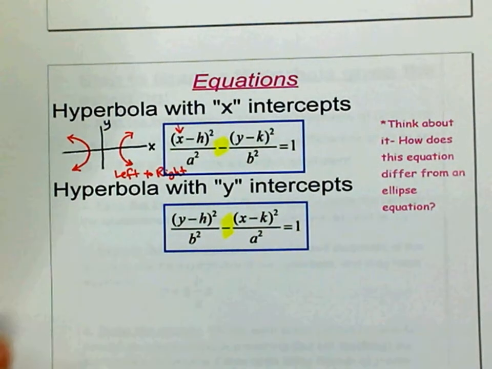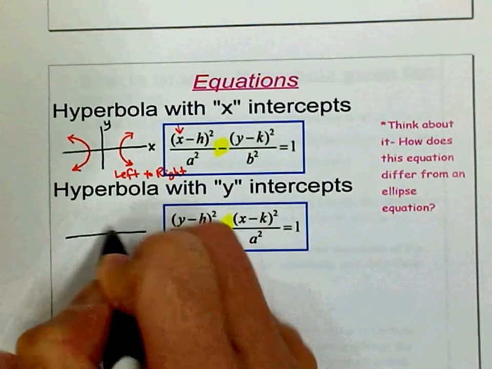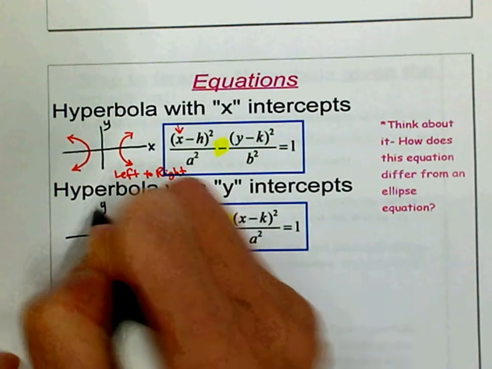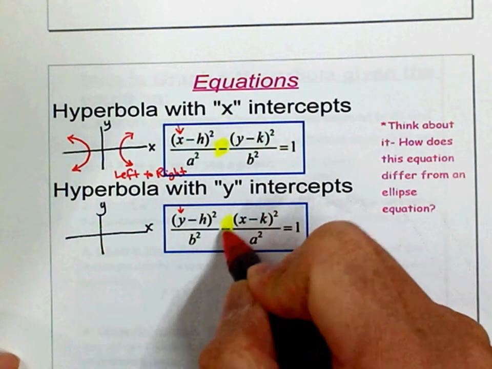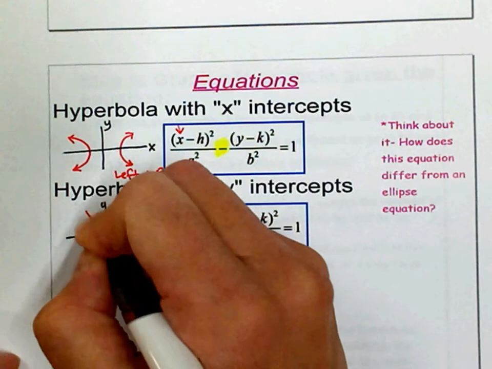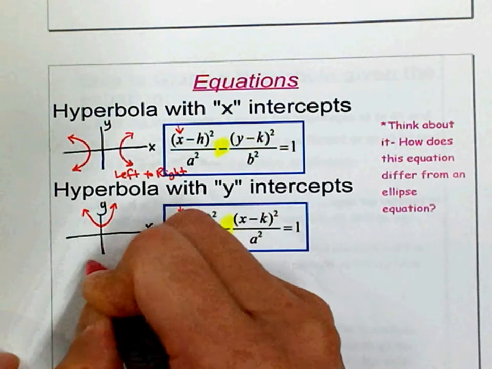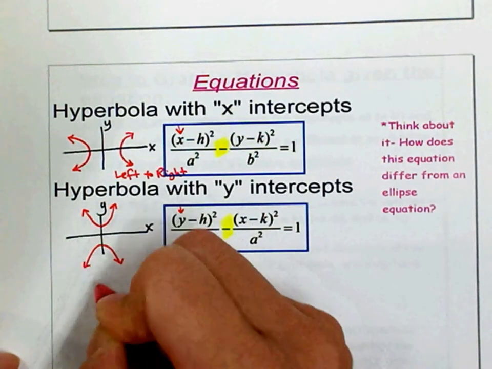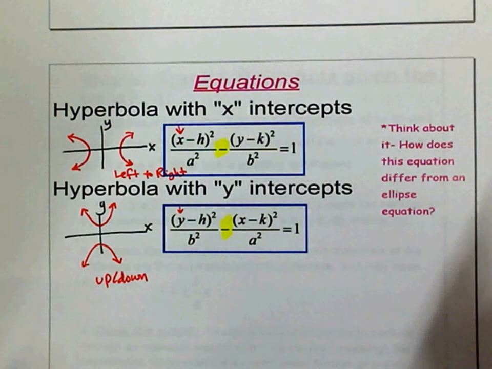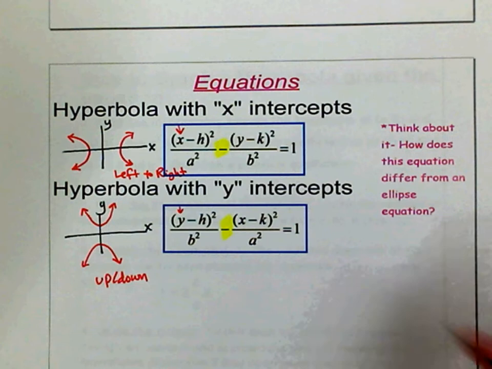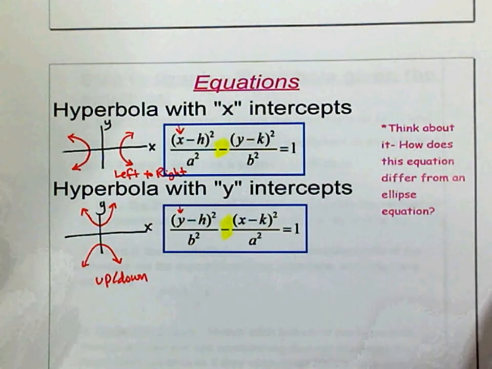If your equation starts with a y, here's your x and your y axes. Notice how your y is positive and your x is negative because of that sign in front of it. Your hyperbola is going to go up and down. Your end behavior is going to point up and it's going to point down. So make sure you know which direction it goes.